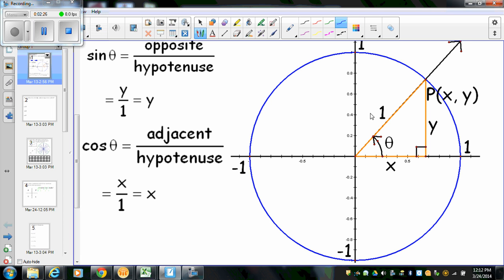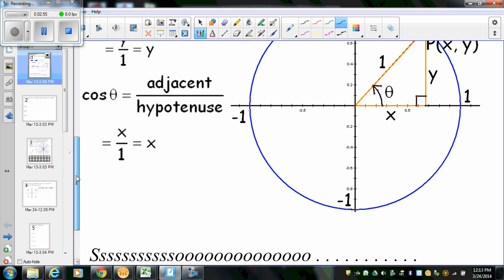In terms of this orange triangle, the sine of theta would be opposite over hypotenuse. Looking at this triangle, that would be y over 1, or simply y. Cosine, being adjacent over hypotenuse, would be x over 1, or simply x. So all I need to know are the x and the y coordinates for point P, as long as point P is on the unit circle.